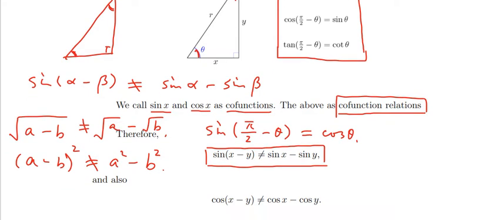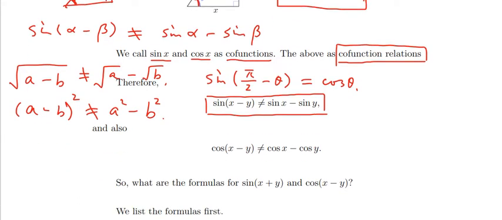So today's topic is to answer this question. Cosine x minus y is not equal to cosine x minus cosine y, and cosine x plus y is not equal to cosine x plus cosine y, right? So we have those questions. What are those equal to? We want to find those formulas or identities. Okay, so this is today's topic.